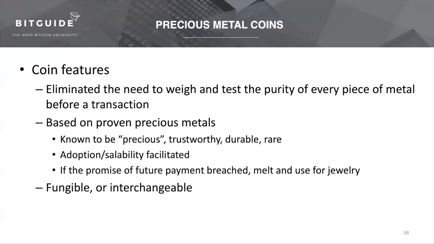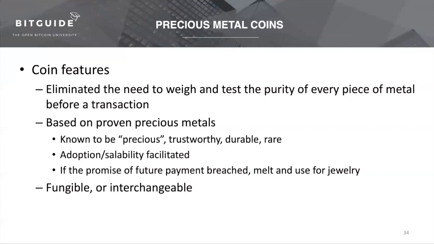It eliminated the need to weigh and test the purity of each piece of metal every time you make a transaction. So this can lead to a remarkable increase in the velocity of money and allow trade to happen at a much faster frequency. They were based on proven precious metals that were globally known to be trustworthy and valuable. They were also chemically durable and rare in terms of their supply. So if you hold a lot of gold, you would be confident that your holding would not be debased.